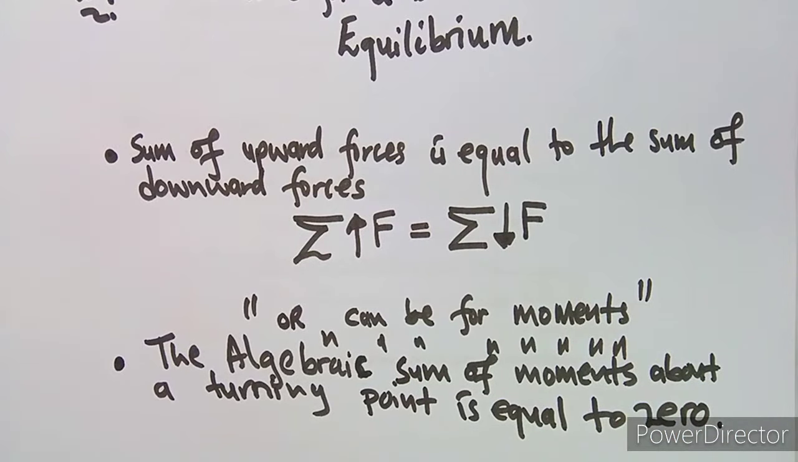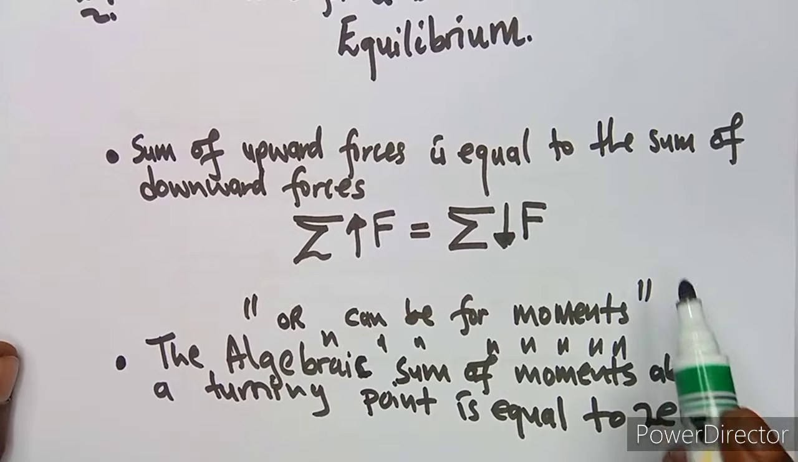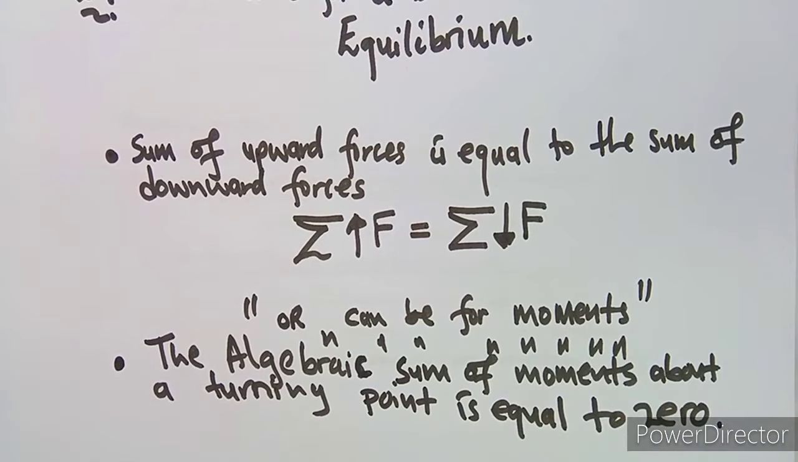The sum of upward forces is equal to the sum of downward forces, from Newton's third law. The sum of upward forces is equal to the downward. You can also use this one for moments: anti-clockwise moments equal clockwise moments.